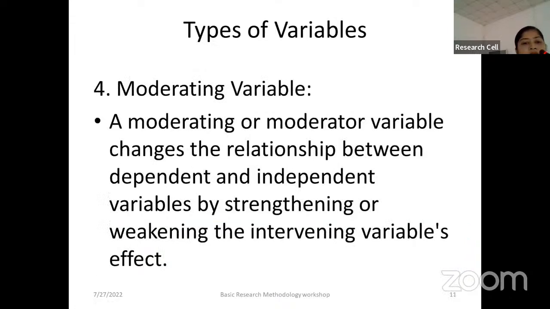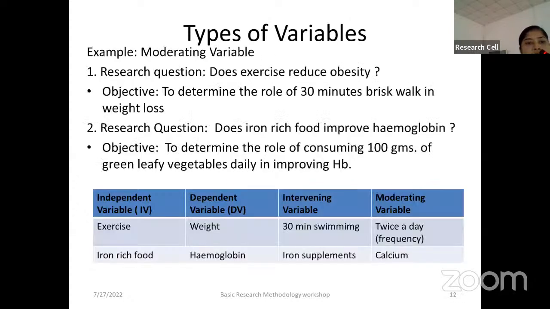Next is the moderating variable. A moderating or moderator variable changes the relationship between dependent and independent variable by strengthening or weakening the intervening variable's effect. Example, again, the same question. Same objective, to determine the role of a 30 minutes brisk walk in weight loss. So here we have independent variable exercise, dependent variable weight loss. Then we have an intervening variable, 30 minutes of swimming.